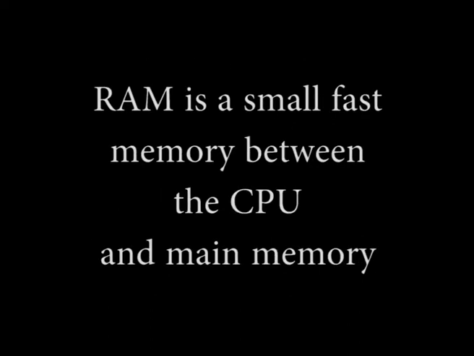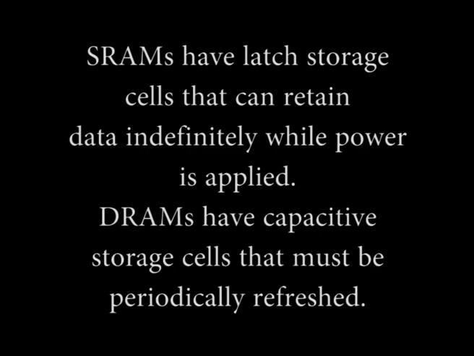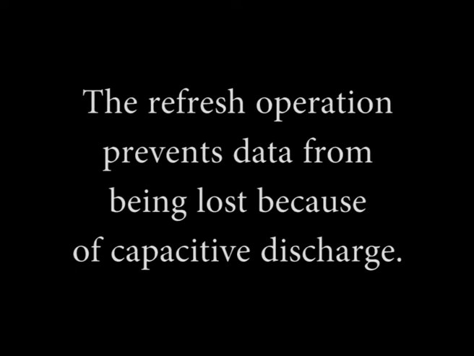A cache is a small fast memory between the CPU and main memory. SRAMs have latch storage cells that can retain data indefinitely while power is applied. DRAMs have capacitive storage cells that must be periodically refreshed. The refresh operation prevents data from being lost because of capacitive discharge.